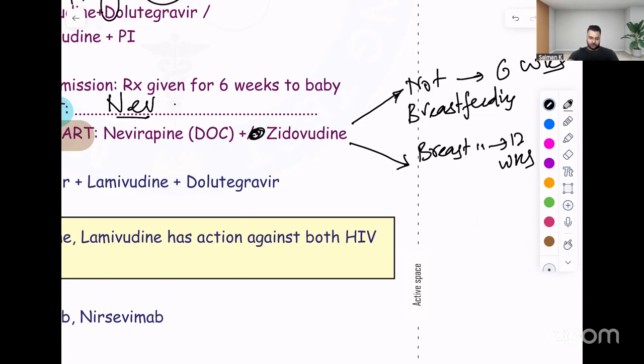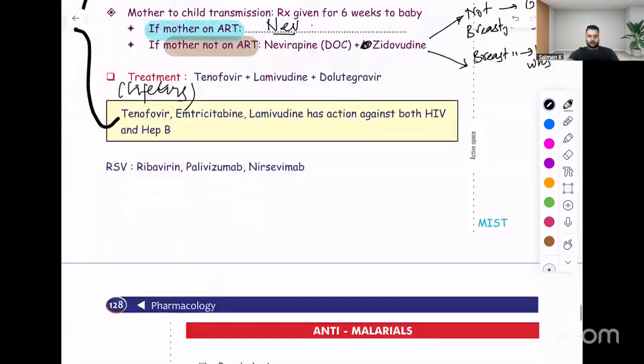Done? Then I told you some drugs of HIV may work in hepatitis B. So tell me the drugs that can be useful in both HIV as well as hepatitis B.